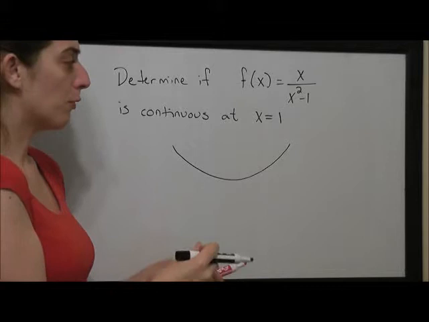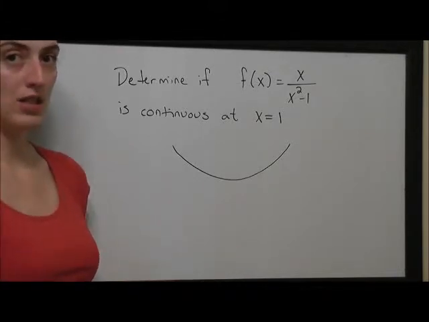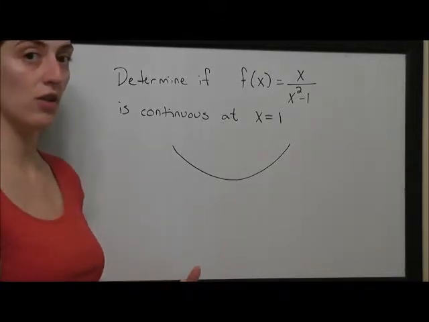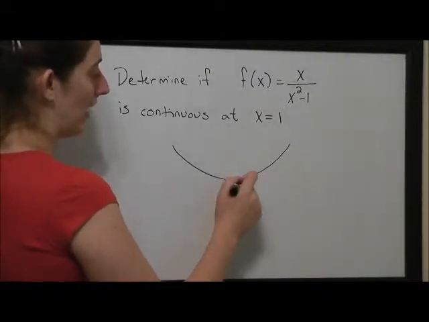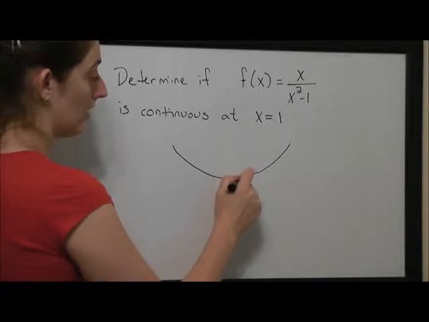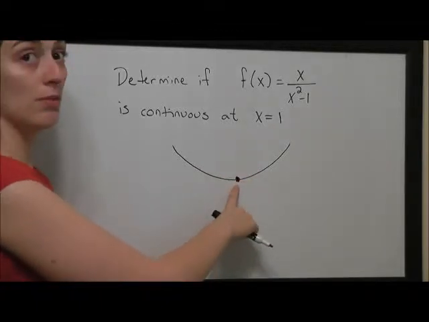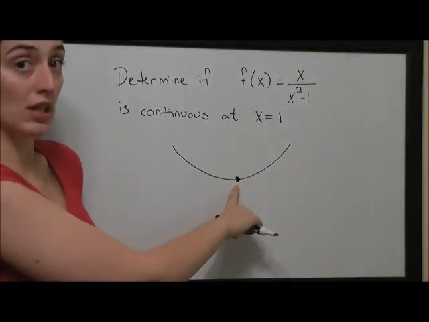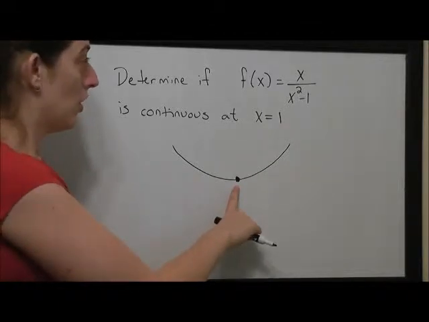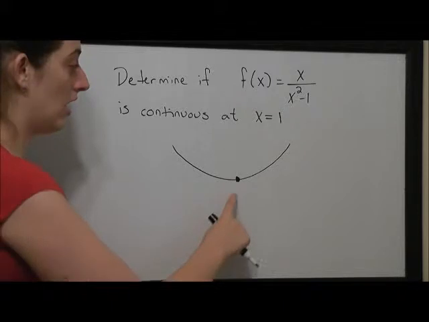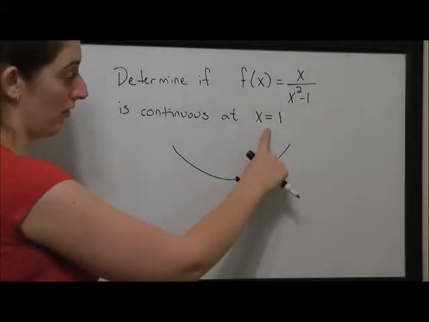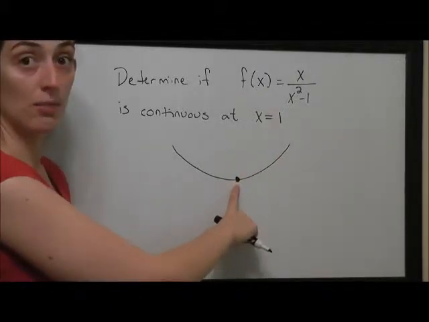Well, let's break down the components that you need to have for there to be no breaks. First off, at any spot on the graph, there needs to be a point. That's the first thing we need. So that's the first thing I'm going to check on this function: at 1, is there actually a point?